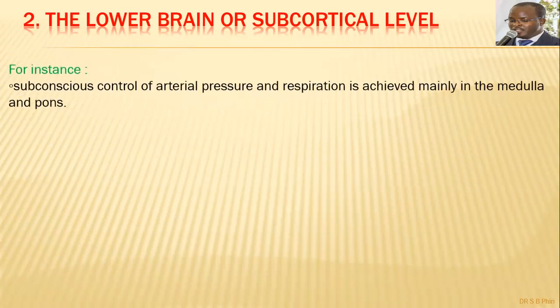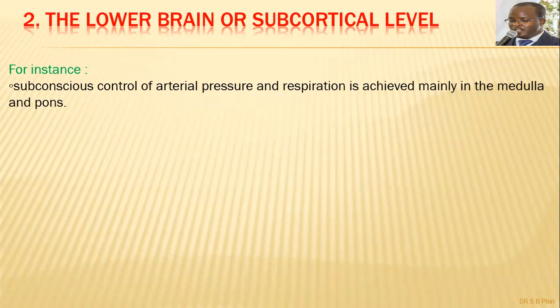For instance, the subconscious control of arterial pressure and respiration is achieved mainly in the medulla oblongata and also the pons. That's where you find centers involved in respiration, in the pons. Then the medulla oblongata also has centers for respiration. You also have centers that will regulate blood pressure.